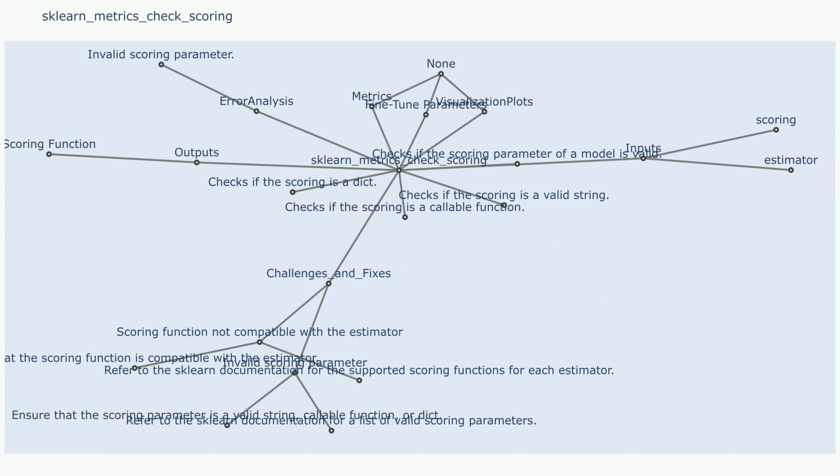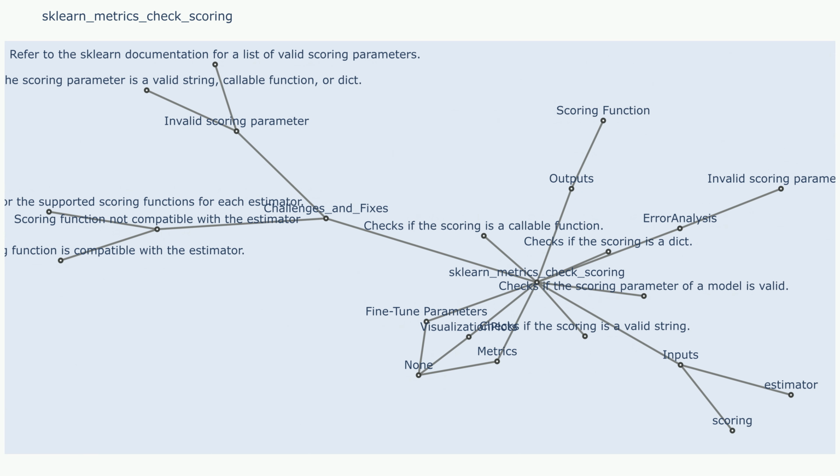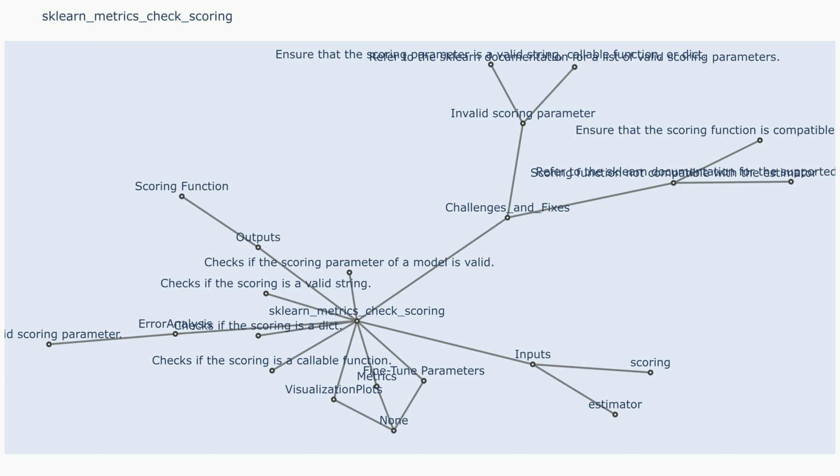Steps. Validation. The function first validates the provided scoring input. It checks if it's a valid string representing a predefined metric, a callable function, or a dictionary specifying multiple metrics. Function conversion. If a string representing a predefined metric is provided, the function converts it into a callable function that can be used for scoring. Estimator check. If an estimator is provided, the function checks if the scoring metric is suitable for the estimator's task, e.g., if it's a classification model, it checks for metrics appropriate for classification.